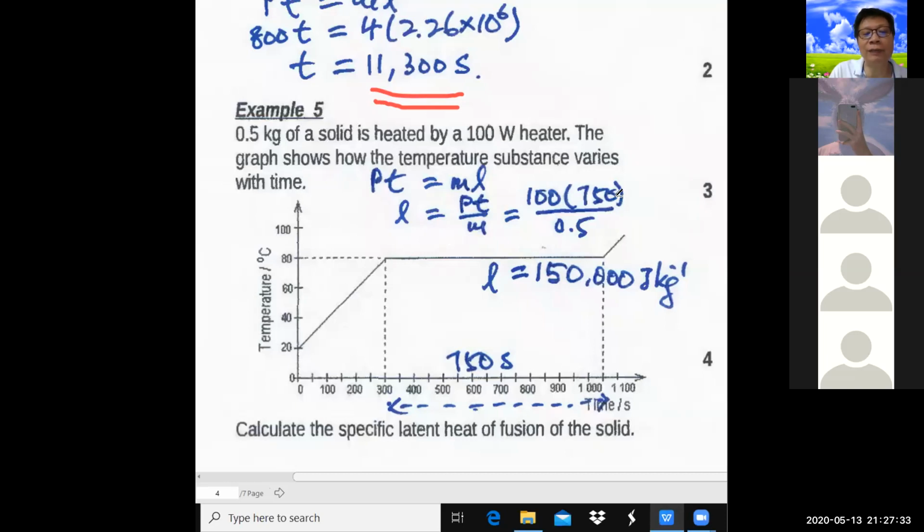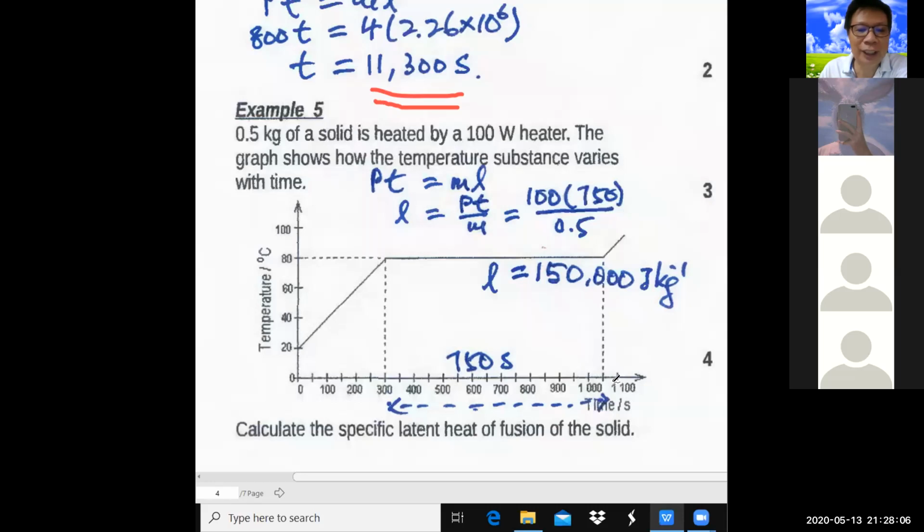Where to get 750 seconds here? Where to get this time? Where to get the time? Yong Jia Wei, where to get this time 750? Yong Jia Wei, are you there? Or disappear, or do you want to answer me? Okay, never mind.